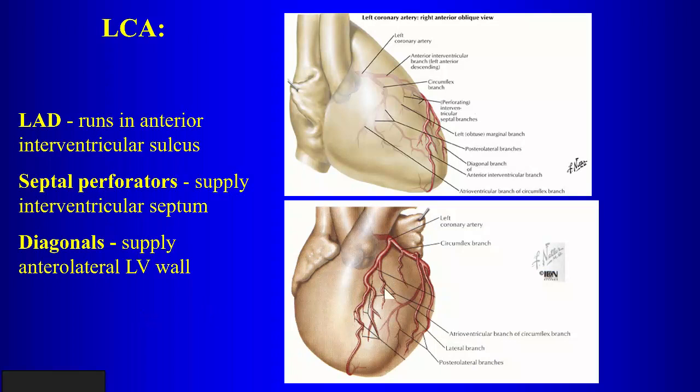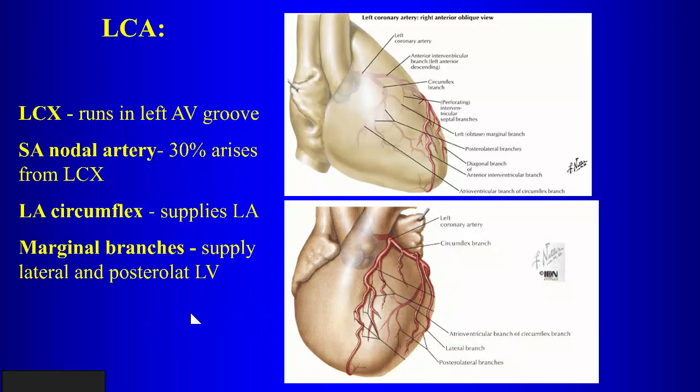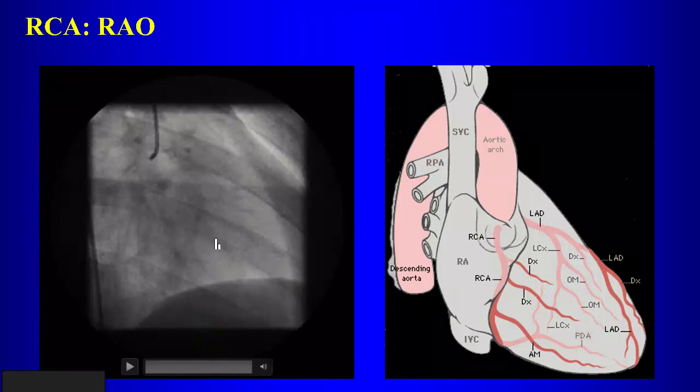So the diagonals, the first one is called D1, the second one D2. Same thing with the septal perforators. The first one is S1, the second one S2. So that's the nomenclature. The left circumflex coronary artery runs in the left atrioventricular groove. And then, as you said, in about 30% of cases, you might have the SA nodal artery coming off of there. And then we have marginal branches from here supplying the lateral wall of the left ventricle.